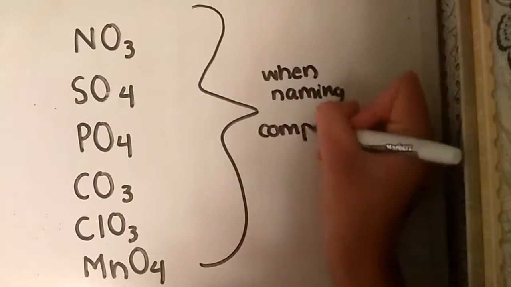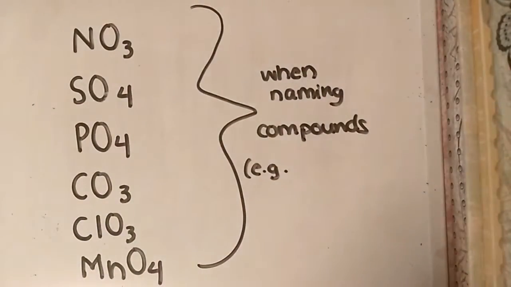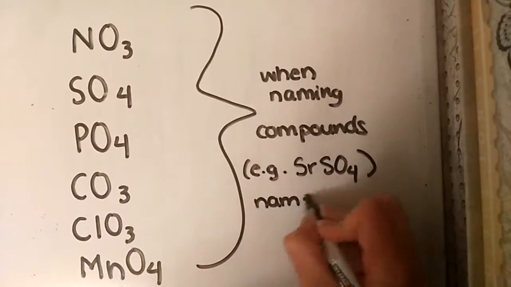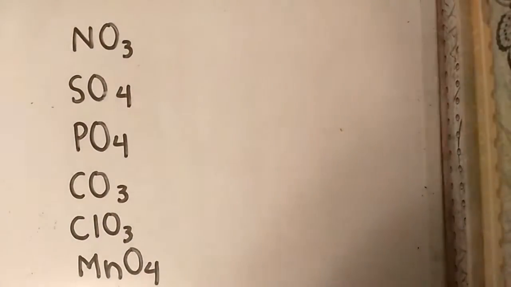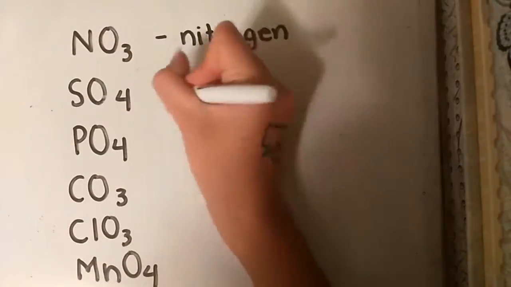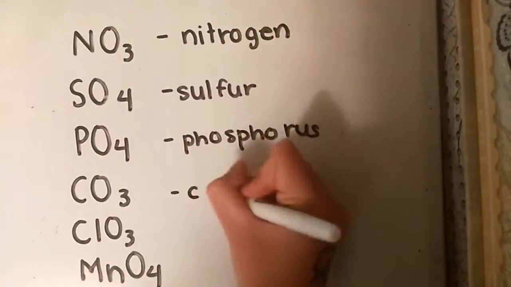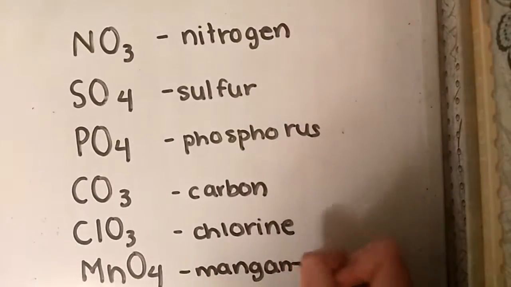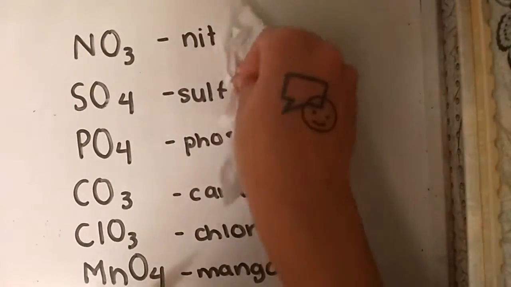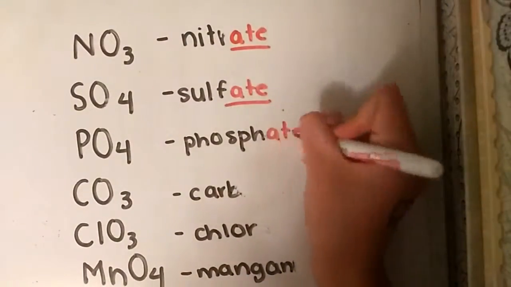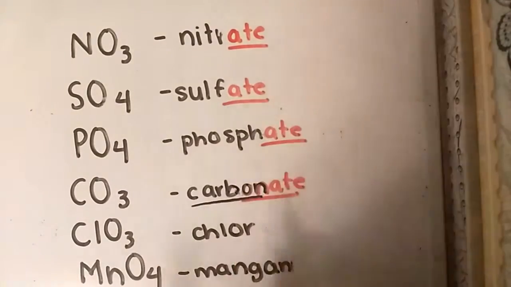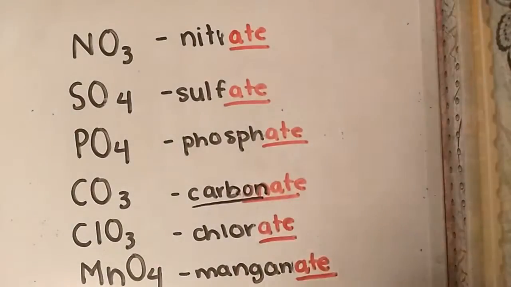To name the polyatomic ions involving the ates, you first name the cation. Then you would write the name of the nonmetal in the formula and replace the suffix of the name with ate. So for example, you have nitrogen, sulfur, phosphorus, carbon, chlorine, and if you erase its existing suffix and add ate, you get nitrate, sulfate, phosphate, carbonate, chlorate, and manganate. These are the ates.